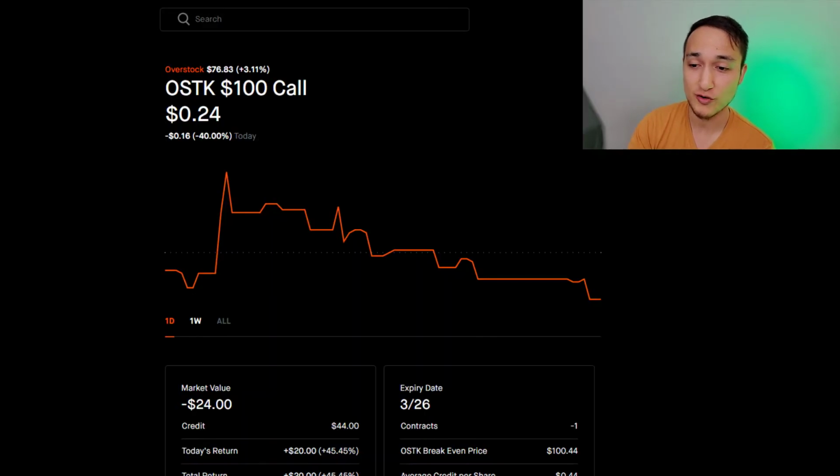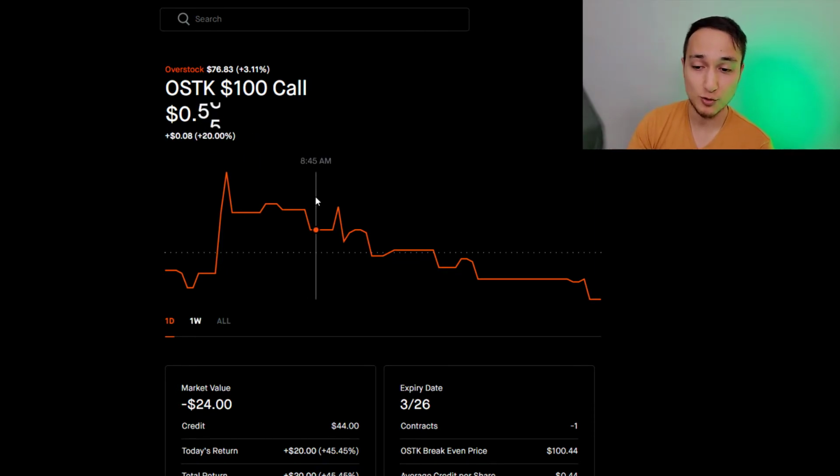So we can look over here. This is Overstock, the call option that I sold. This is the covered call, and basically I chose a $100 strike. This is a pretty conservative play, meaning the stock, Overstock, needs to reach the price of $100 by Friday, upcoming Friday on the 26th. Expiration date is the 26th. Otherwise, this is going to expire worthless.